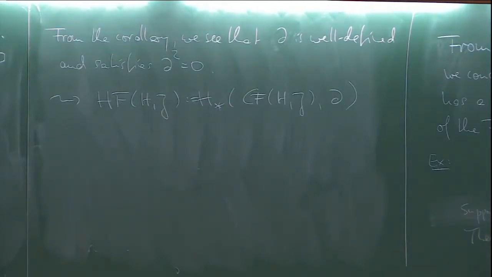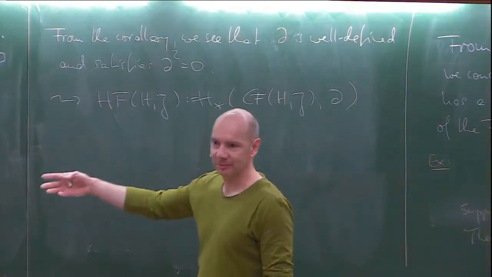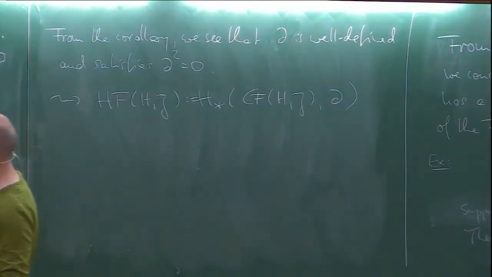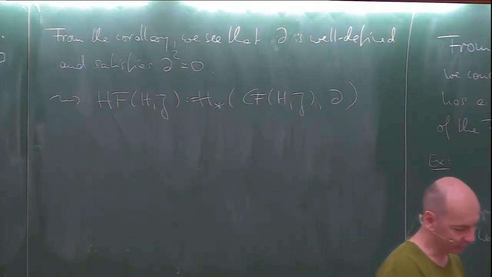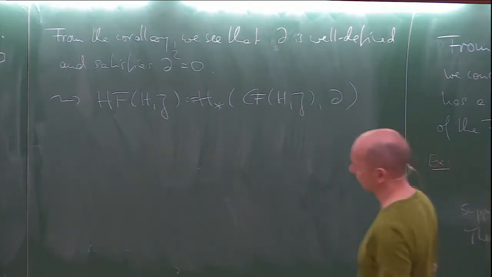Okay, so now of course the next question is, does this depend on H and J, and how? For that, we need a way to compare. A priori, for all I know, this could be zero. Maybe I had picked an H that doesn't have any one-periodic orbits, and then this would be completely zero. So I need a way of comparing it for different H's, so eventually I can compute it.